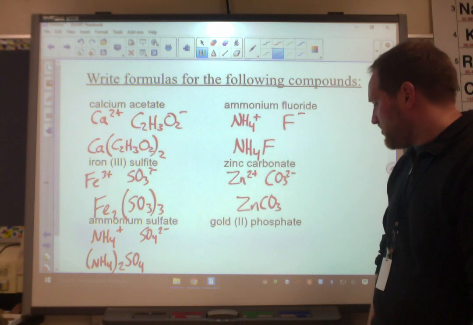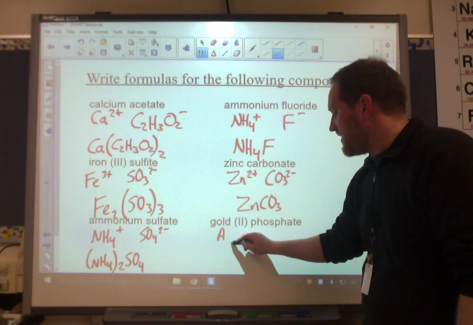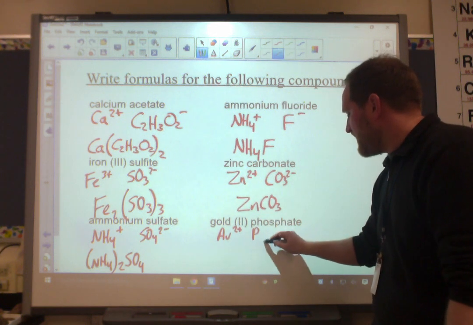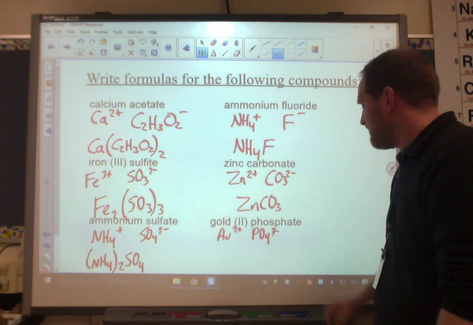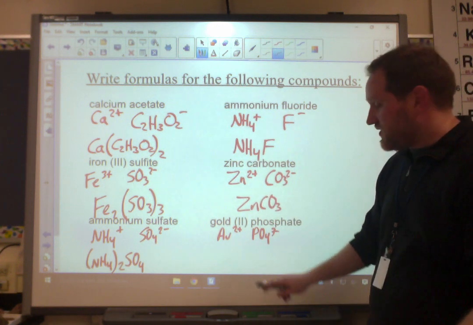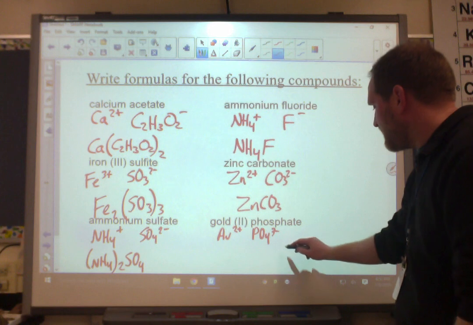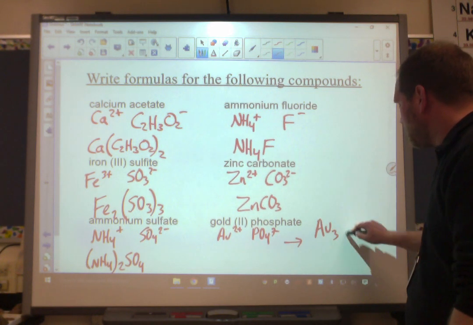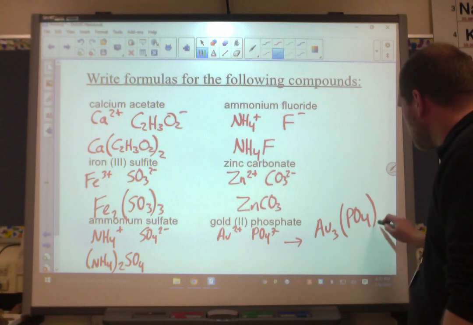Last one, gold 2 phosphate. So gold is Au with a charge of 2+, because that's what that 2 means. Phosphate is PO4 3-. You crisscross the 2 and the 3. We will need parentheses here to go around my 2 phosphates. I'll rewrite it over here. It's going to be Au3, parentheses, PO4, close parentheses, 2.